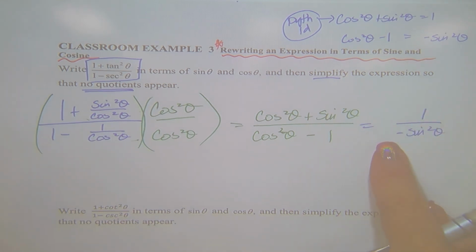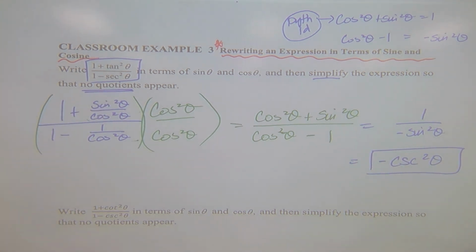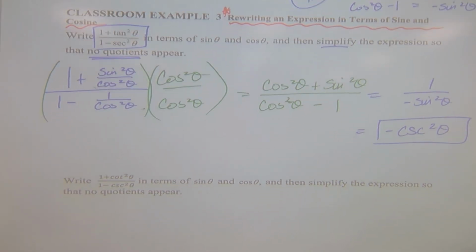All right, 1 over sine square theta. 1 over sine square theta is a reciprocal identity. 1 over sine square theta is cosecant square theta. Don't forget that negative. I've got negative cosecant square theta. That is simplified with no quotients. Make sure you keep in mind what your goal is.